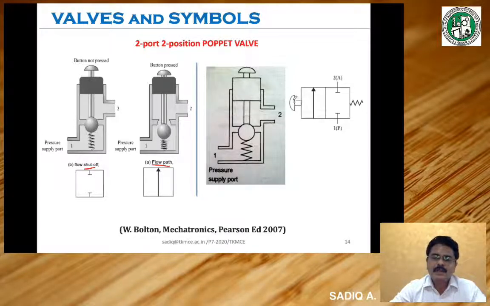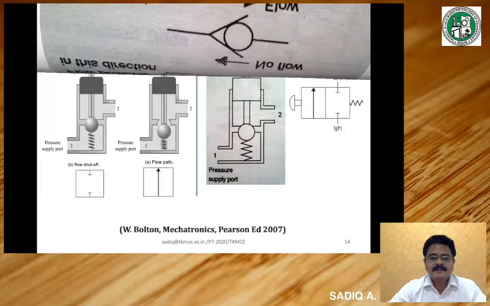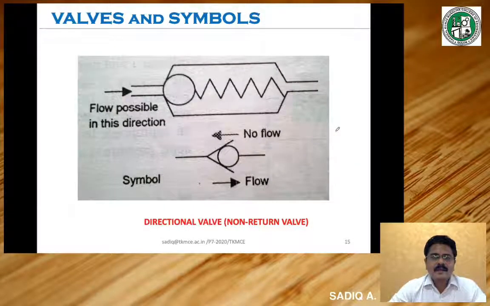When you release the push button, it will come back to the original shut condition against the spring load. This is the meaning you have to take from the diagram. So a 2-port, 2-position poppet valve is represented by this symbol. There is a symbol for another valve, the directional valve or non-return valve.